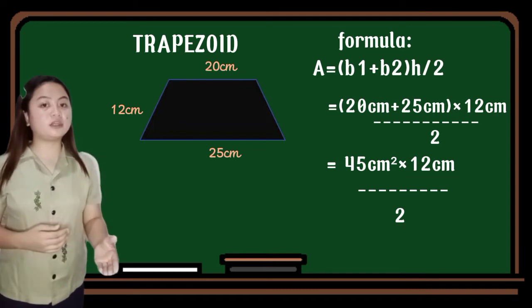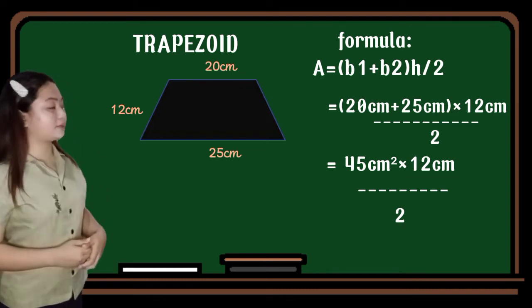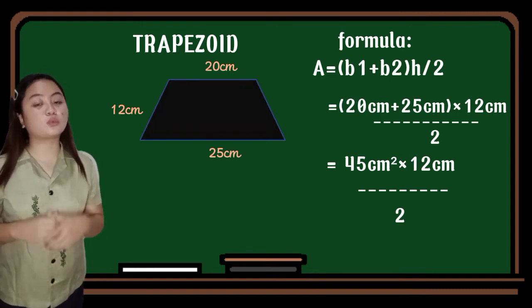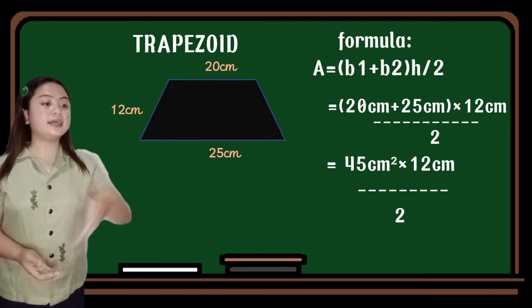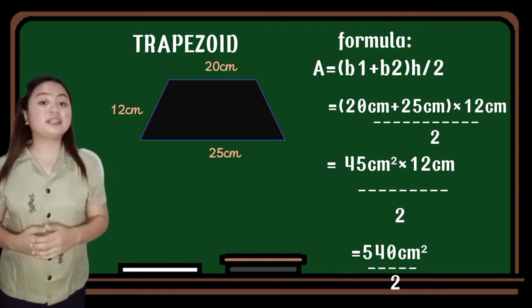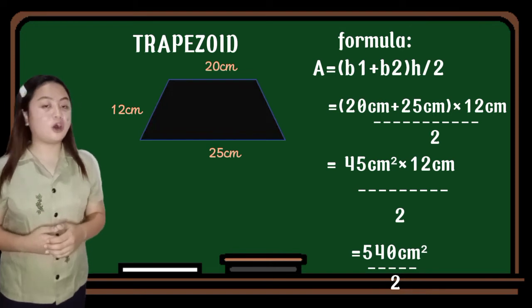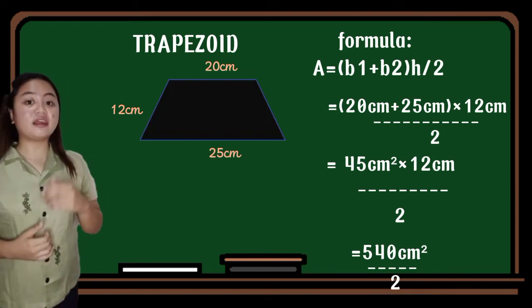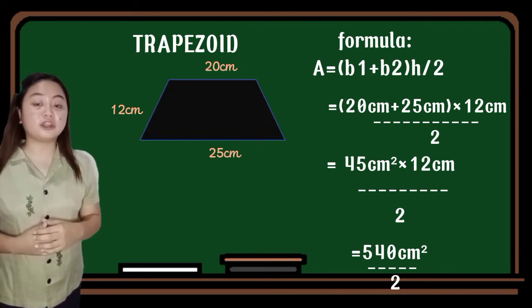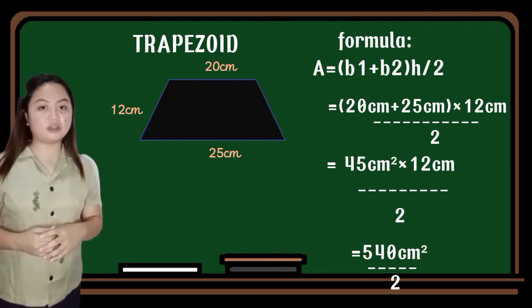12 centimeters over 2. Next, multiply 45 square centimeters times 12 centimeters. That will be 540. Very good. 540 square centimeters over 2. So to get the area, let's divide 540 square centimeters by 2.